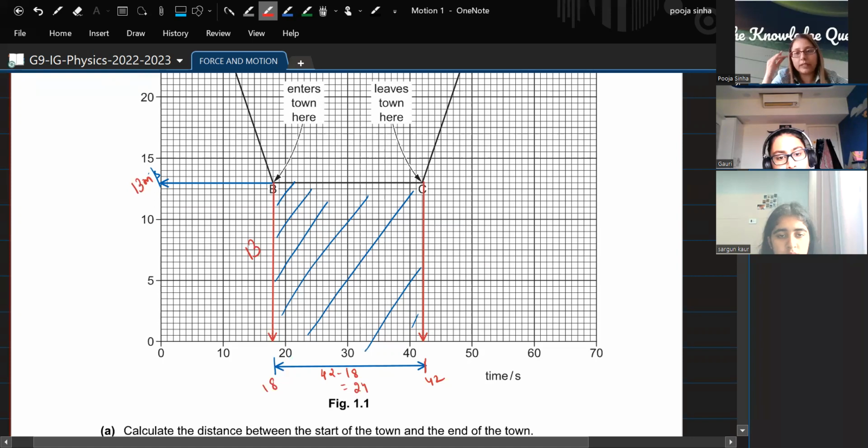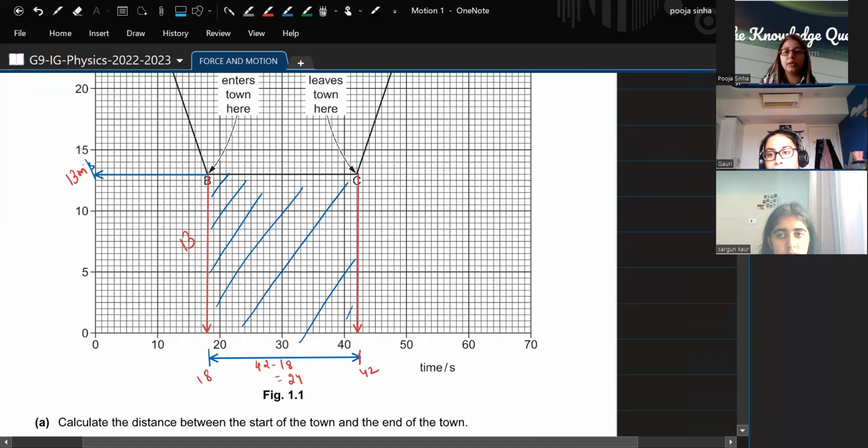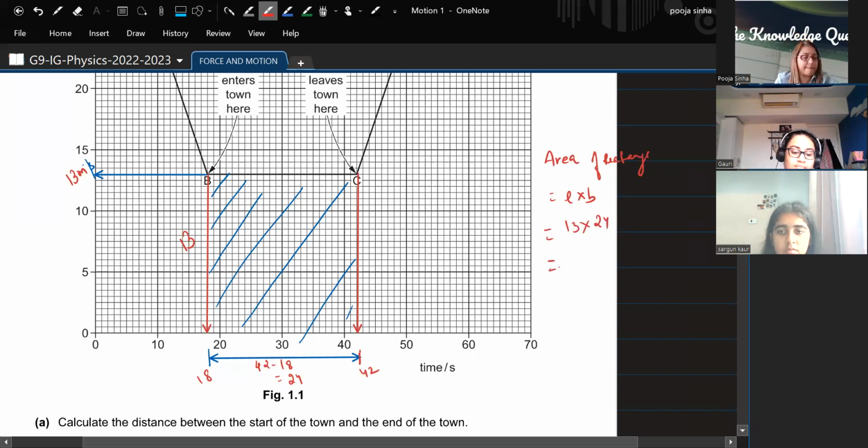Now I will still go by the concept of the graph, because we get confused whether to apply the area formula or the speed-distance formula, speed into time. So I'll still use the concept. We need to find the area because we have to find the distance. So what shape is this, Gauri and Sargun? It's a rectangle. Area of rectangle is length into breadth. We figured out the length is 13 and the breadth is 24. Can you give me the final answer? 312. Yes.